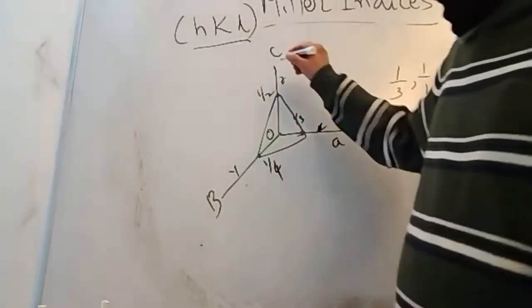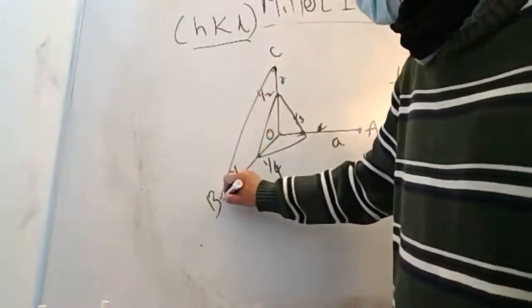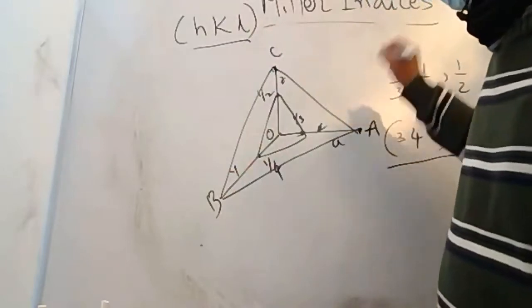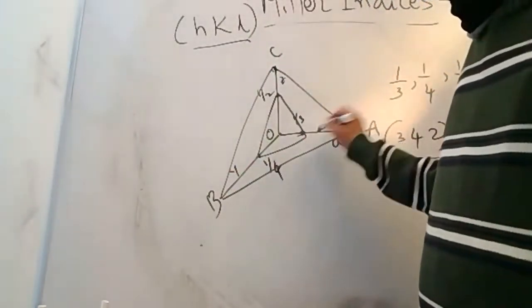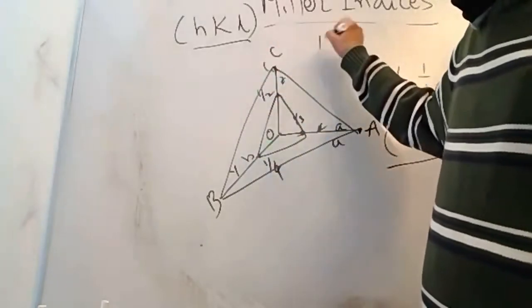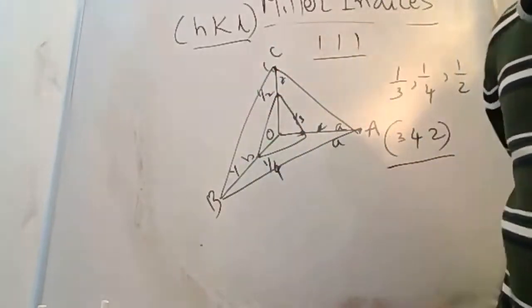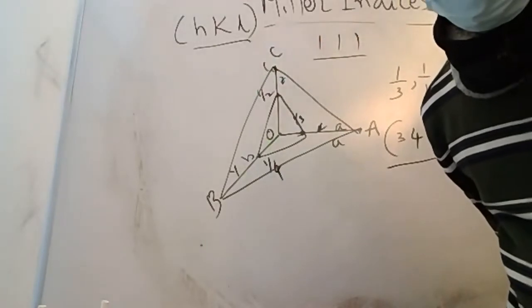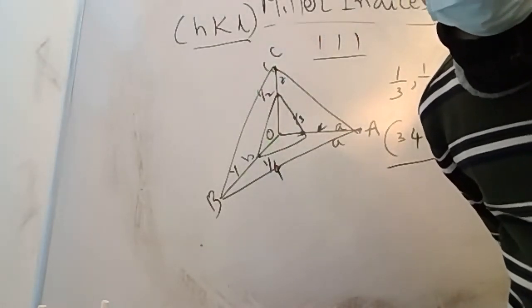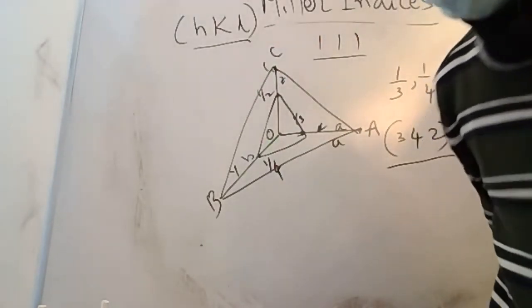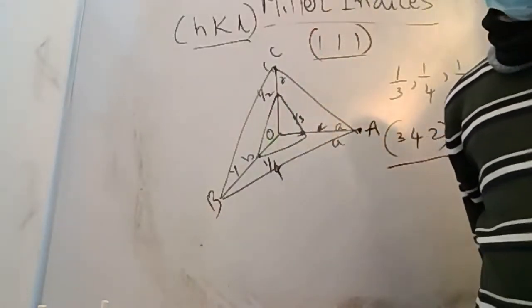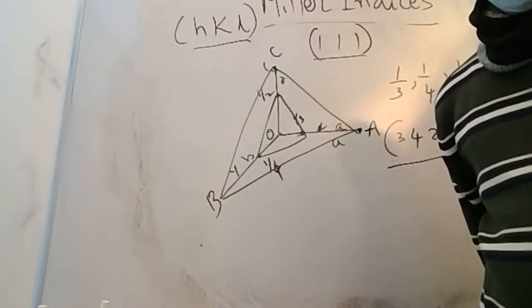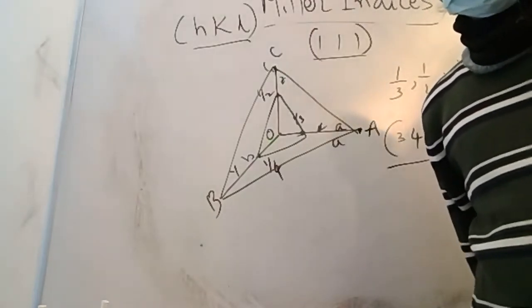What if I have exactly the same unit lengths? So the total length is A, B, and C. So the intercept is 1, 1, 1. So what's the inverse of 1, 1, 1? Same 1, 1, 1. So that plane is your 1, 1, 1 plane. We talked about 2, 2, 2 plane and 1, 1, 1 plane.